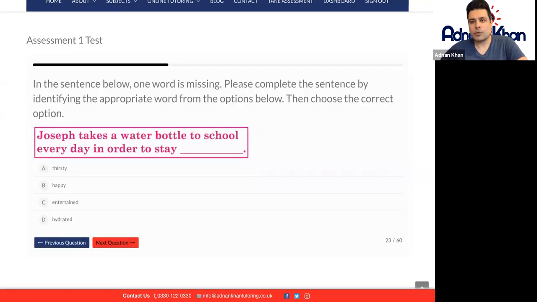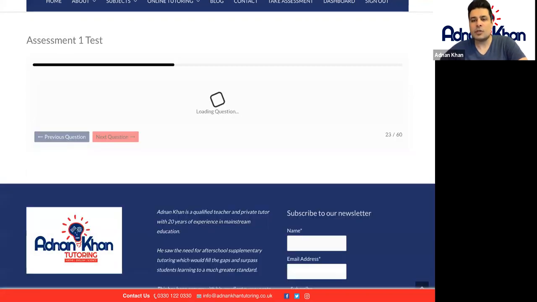Joseph takes a water bottle to school every day in order to stay hydrated. So when you don't have enough water, you could become dehydrated, but when you have plenty of water, you are hydrated. And there's a lesson for you all to make sure you're always drinking water regularly throughout the day. So let's lock this answer in and move on to the new section.